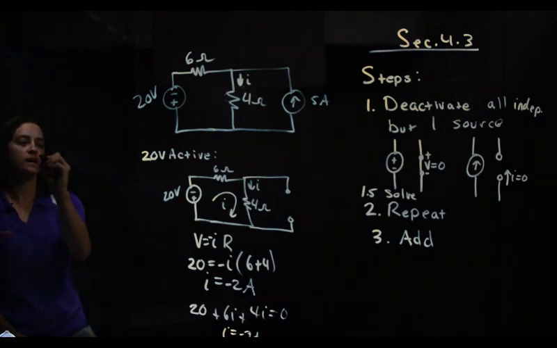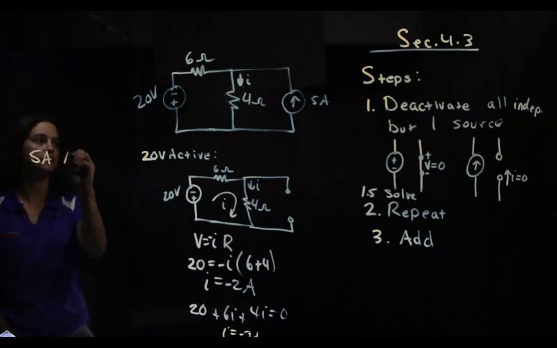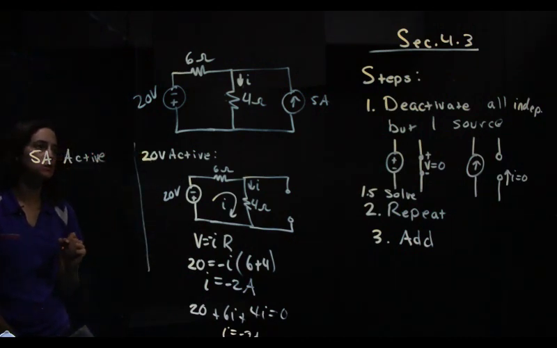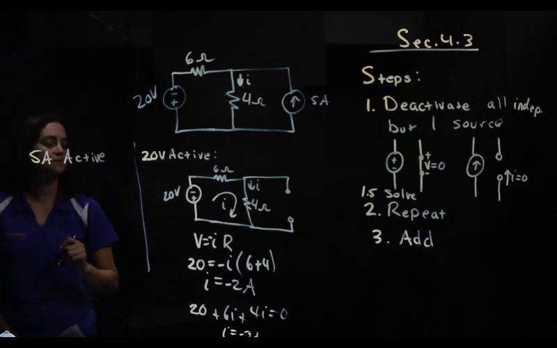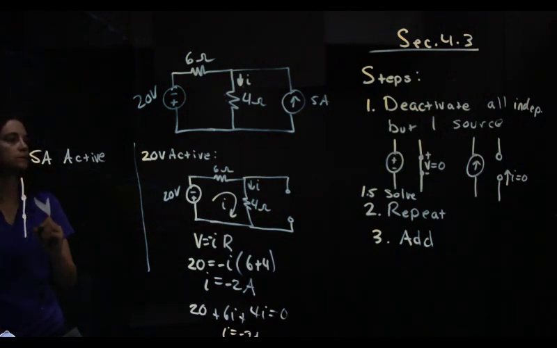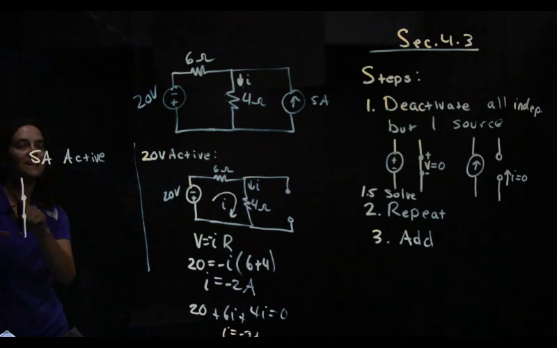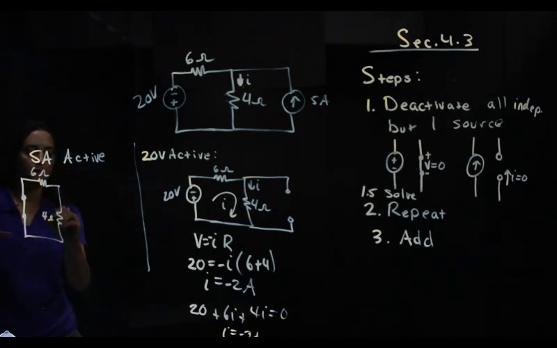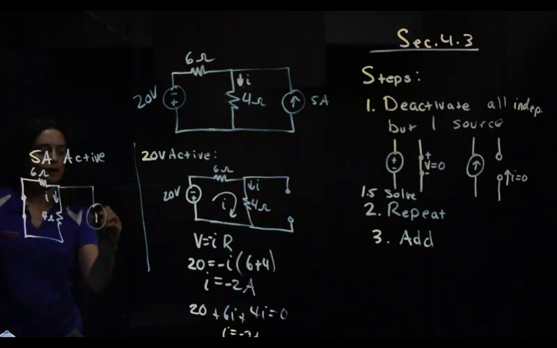So I want to look at having my 5 amps active, meaning I want to deactivate my 20 volts. So if I want to deactivate this and I want there to be 0 voltage, I need a short. Now there's no potential difference between these two places. I have 6, 4, that's the I we're looking for, and I have 5 amps.